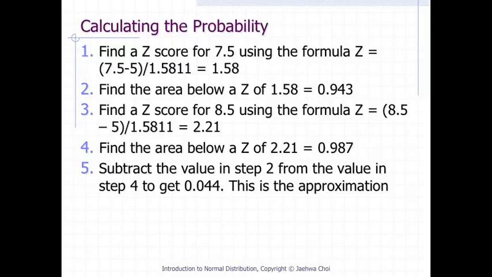The area below 8.5 is calculated in a similar way and is equal to 0.987. The area between 7.5 and 8.5 can be found by subtraction: 0.987 minus 0.943, which equals 0.044. So, the probability of getting exactly 8 heads out of 10 flips is 0.044.